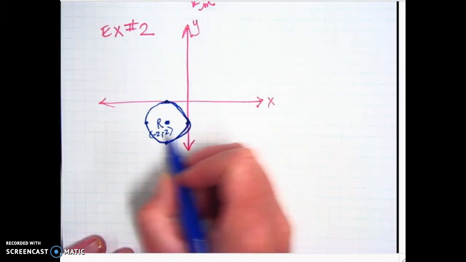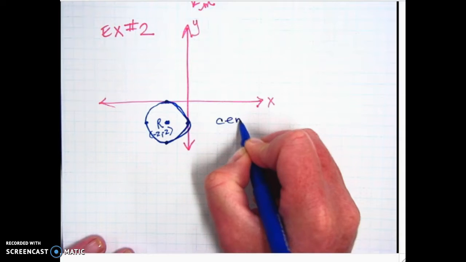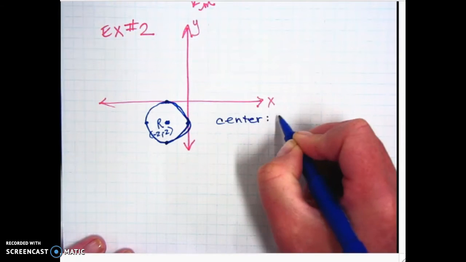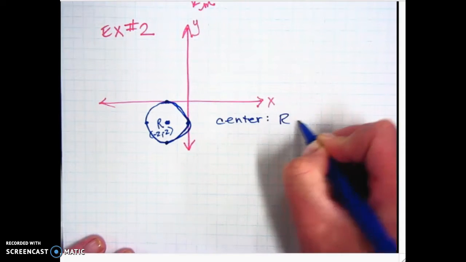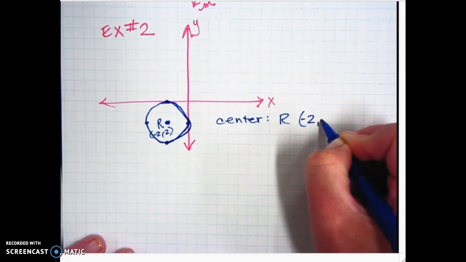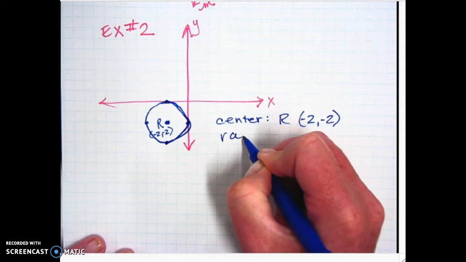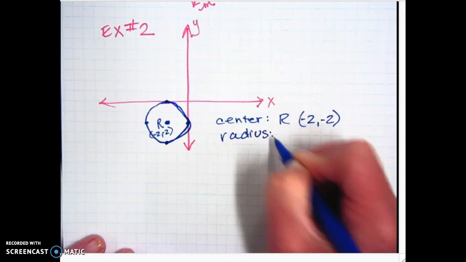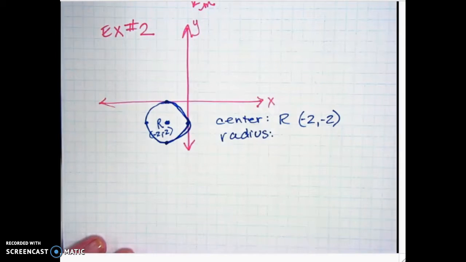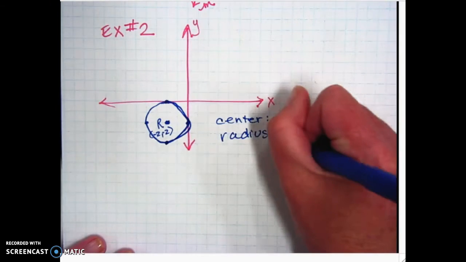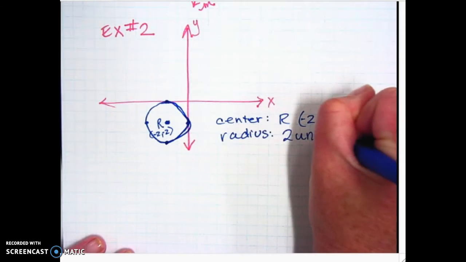Okay, so this circle right here has a center at R, which is at -2, -2, and it has a radius of what? How many units? 2 units, right? Because we went 2 each direction.